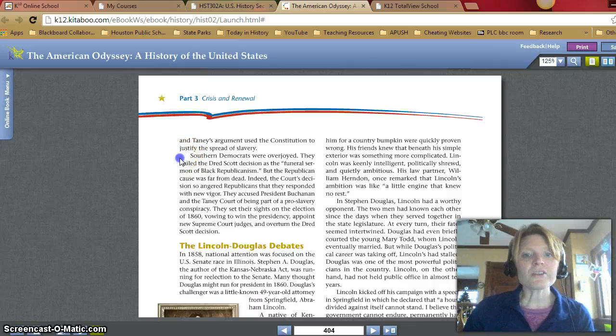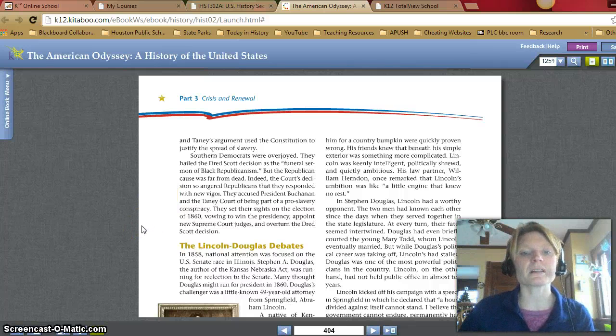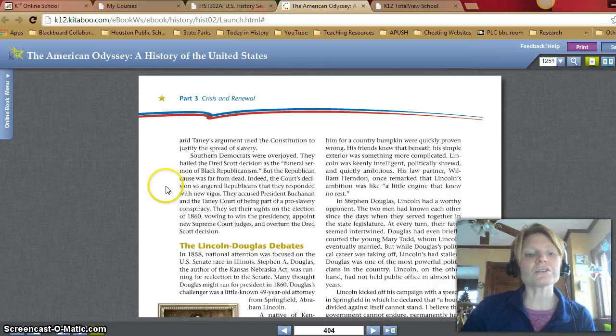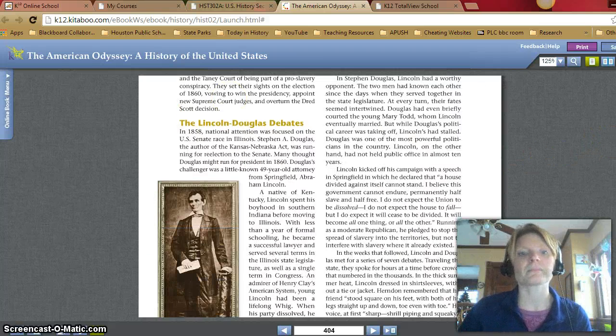Okay, Southern Democrats were overjoyed. They hailed the Dred Scott decision as the funeral sermon of black republicanism. But the Republican cause was far from dead. Indeed, the court's decision so angered Republicans that they responded with new vigor. They accused President Buchanan and the Taney court of being a pro-slavery conspiracy. They set their sights on the election of 1860, vowing to win the presidency, appoint new Supreme Court judges, and overturn the Dred Scott decision.